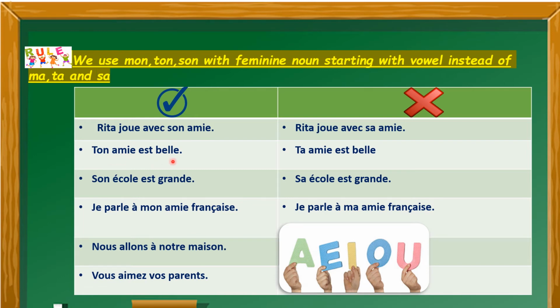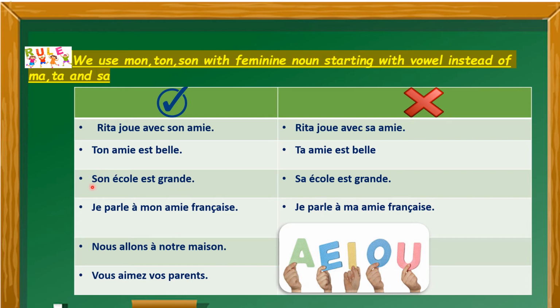Ton ami est belle. Here, the word ami is feminine and it's starting with a vowel and it's singular. That's why we are using ton here. Ton ami est belle. Your feminine friend is beautiful. Ta ami est belle is a wrong sentence.